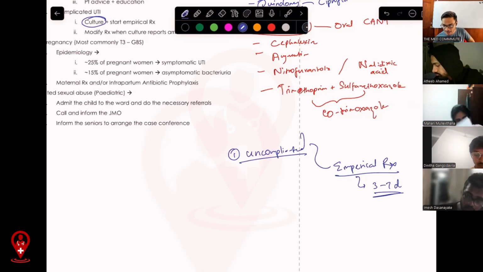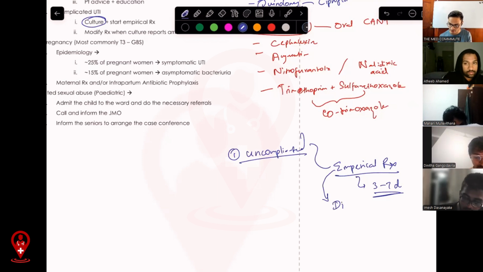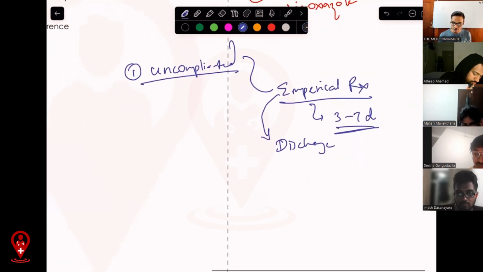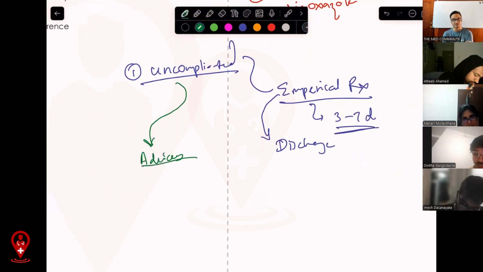And we start the empirical treatment. We do not keep them in the hospital for 3 to 7 days. Discharge home. They can take the medication at home, oral medication at home. And we follow up if there is no improvement, right? Here, guys, we said we have to advise the patient on certain things. There are some advices we want to give. What are these advices we want to give?